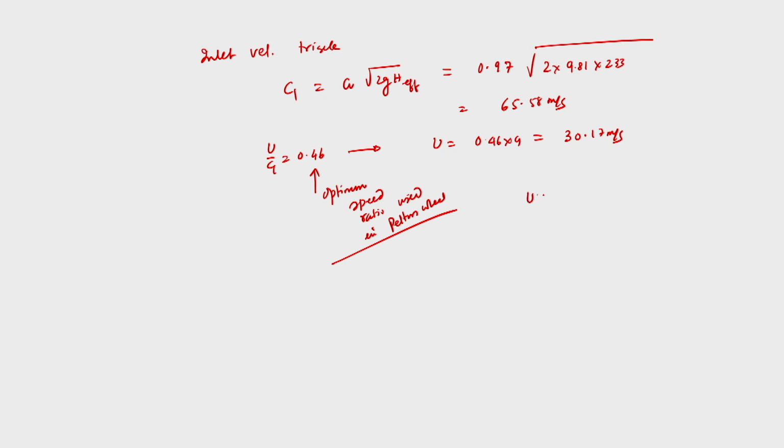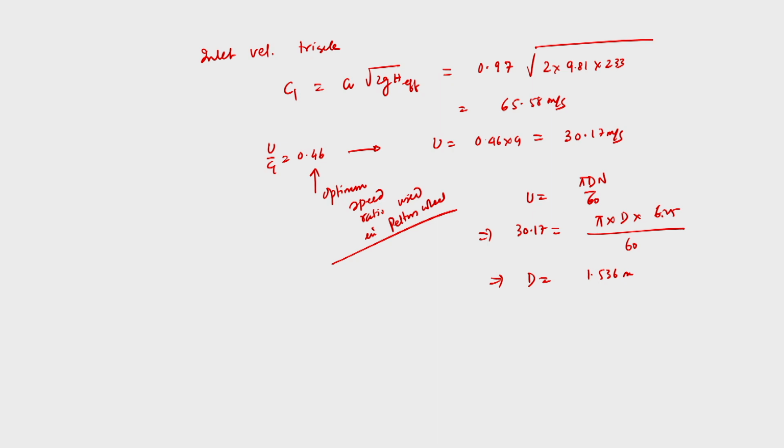So now the question is, U is equal to the blade speed or bucket speed, that is equal to pi D N by 60. So 30.17 is equal to pi into D into N, where N is given as 6.25 revolutions per second, so 6.25 times 60 RPM. From there we can calculate D, the pitch circle diameter, that is equal to 1.536 meter, because that is what we need to calculate, the diameter of the wheel. So this is 1.56 meter.